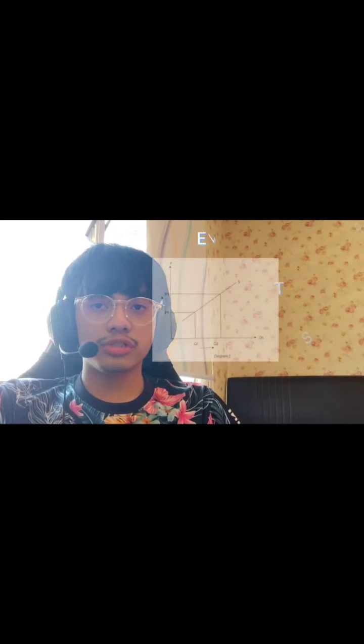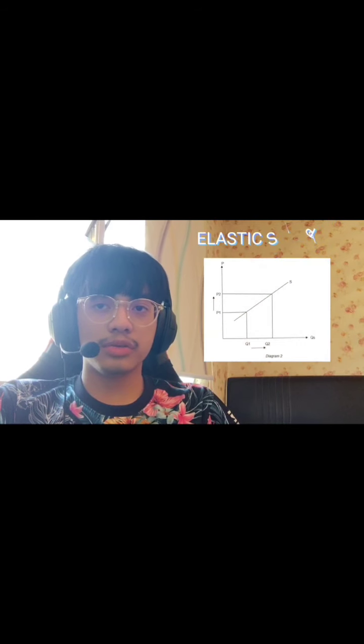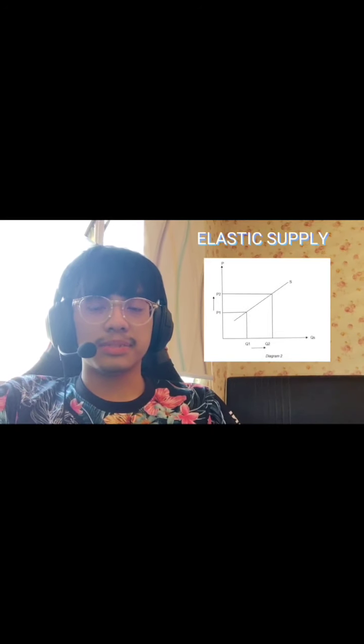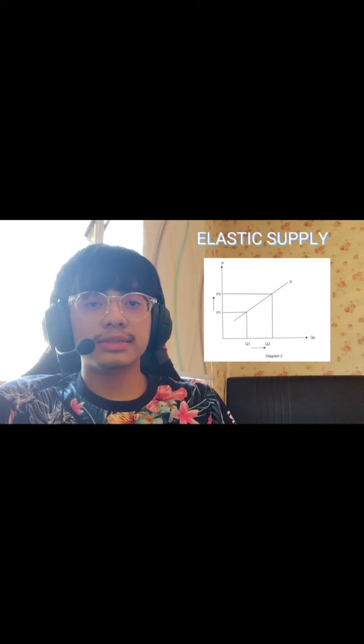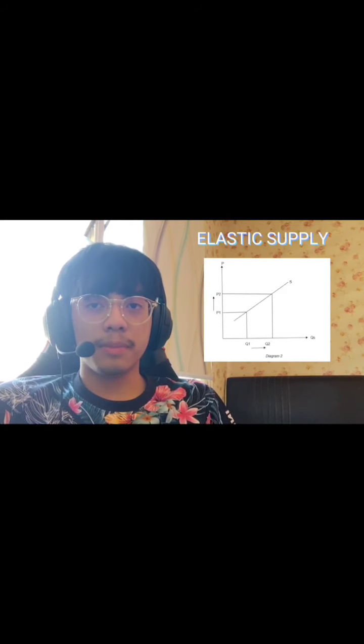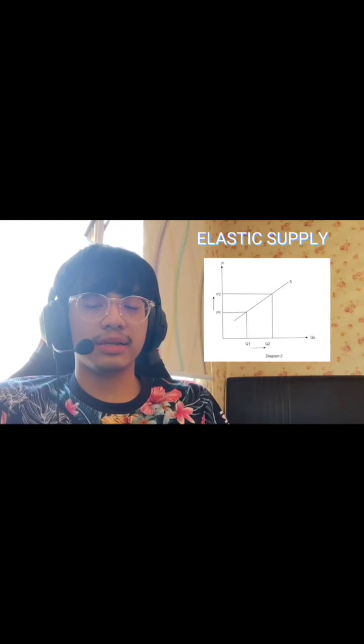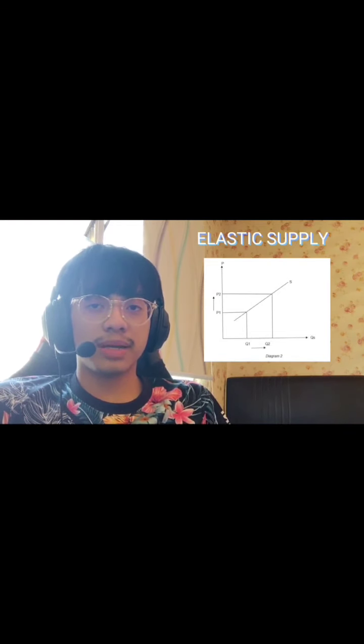Diagram 2 shows the elastic supply due to the number of firms in the market. If the number of firms in the market is large, the quantity of goods supplied is also large. The percentage change in price, P1 increasing to P2, is smaller than the percentage change in quantity supplied, which is Q1 increasing to Q2. It may be caused by the level of technology to produce palm oil.